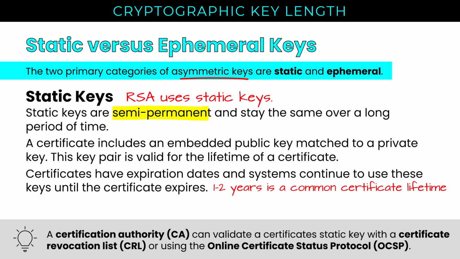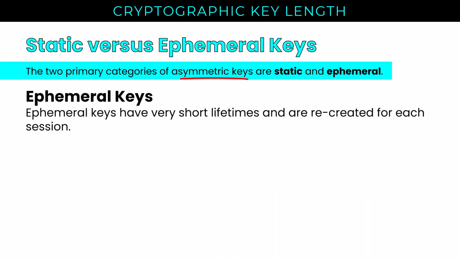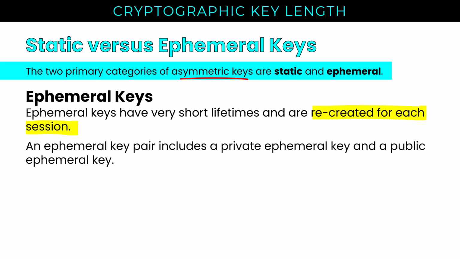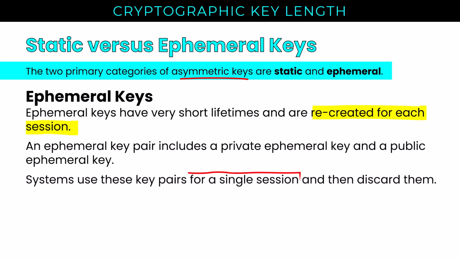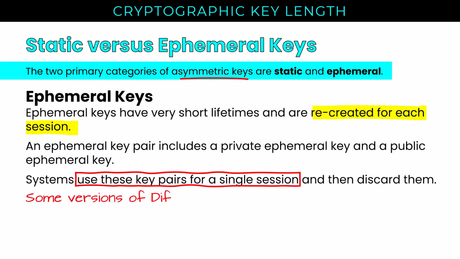And then remember, your certificate authority can validate a certificate static key using a certificate revocation list or the Online Certificate Status Protocol. Then we have ephemeral keys, which are keys that have very short lifetimes and are recreated for each session. So an ephemeral key pair includes a private ephemeral key and a public ephemeral key. And the system uses these key pairs for a single session and then discards them. So some versions of Diffie-Hellman use ephemeral keys.